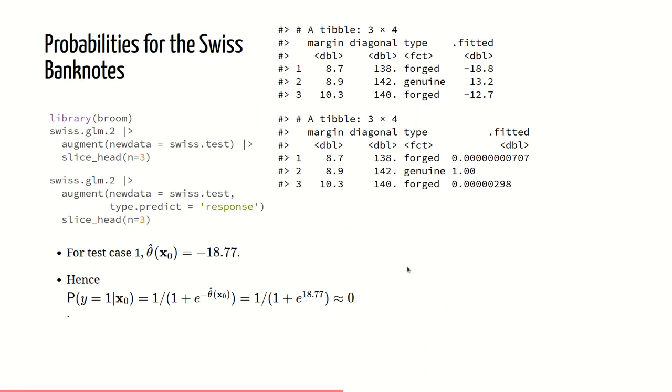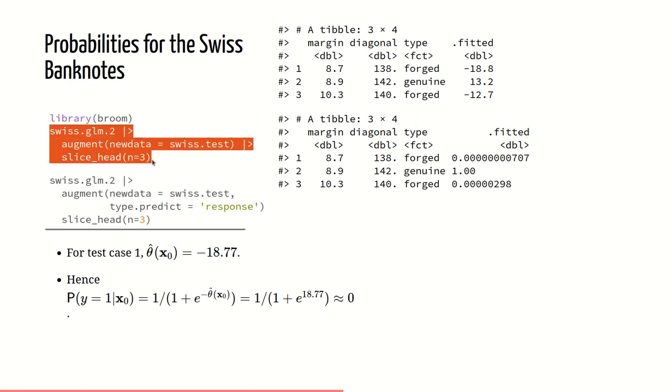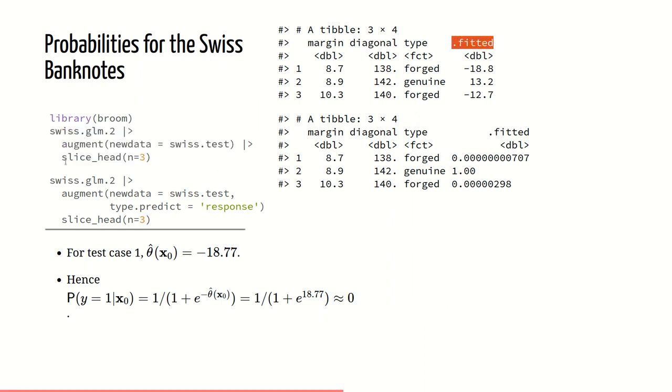So for example, if we use the Broom package and we use augment, and we just take a look at the output, then what you'll see is the .fitted column that the augment function has added. That's the linear predictor. So the value of the linear predictor for the first observation in the test set is minus 18.8. Right, so it's a negative number, so that one's going to be forged.